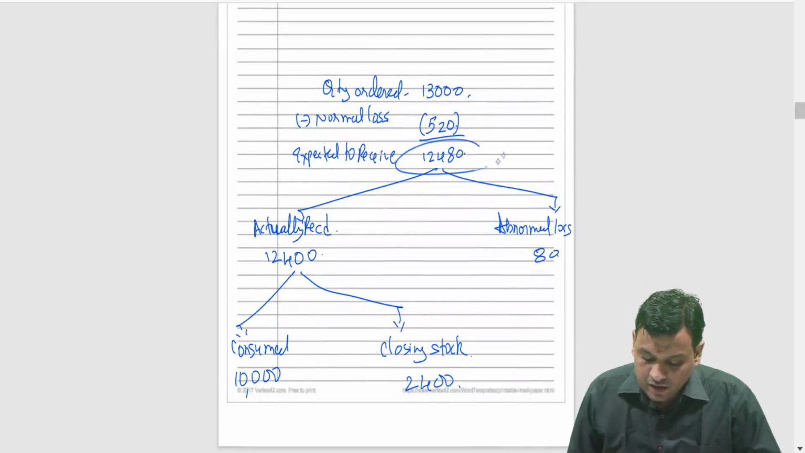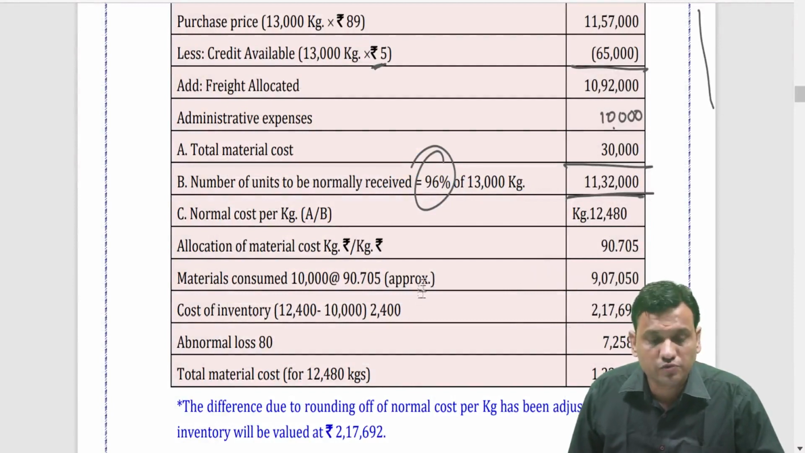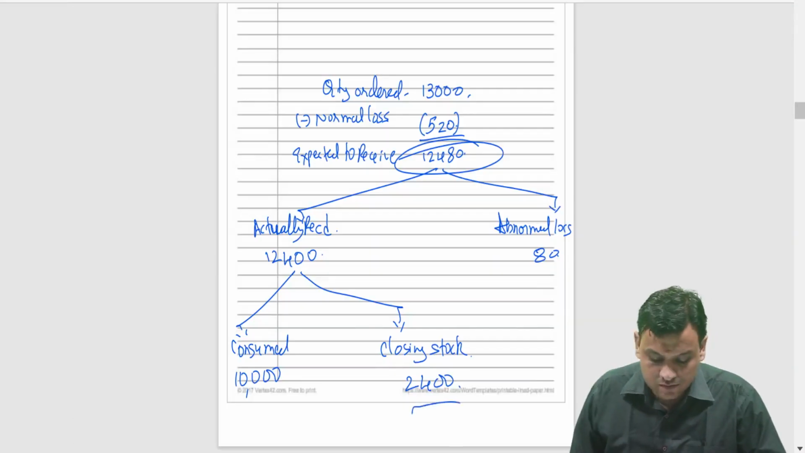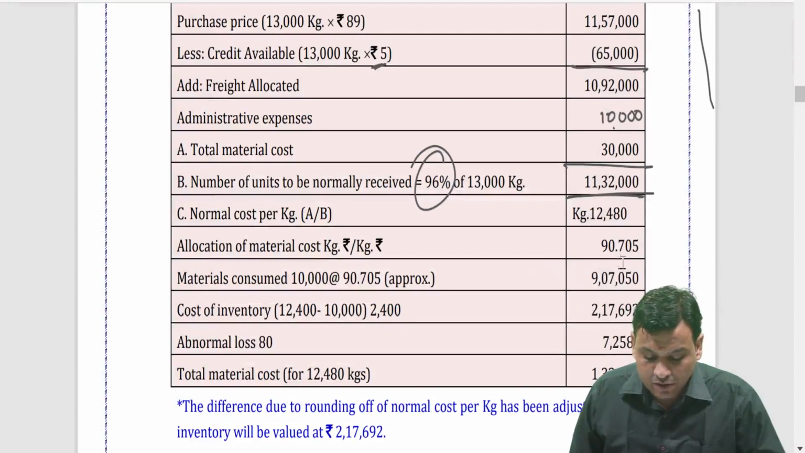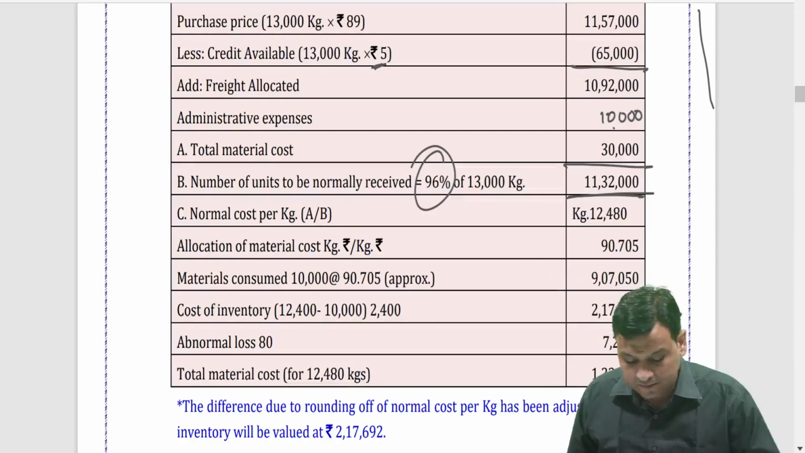So I will be taking 12,480 for the purpose of per unit. Now 10,000 units are sold, so 10,000 into 90.705, and the remaining 2,400 is nothing but my closing stock. That will be multiplied by 90.705, and the rest, the abnormal loss, will be transferred to P&L.